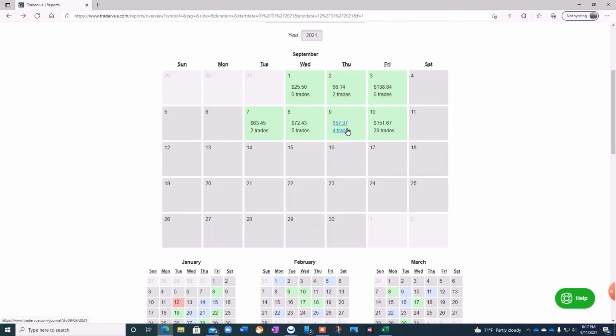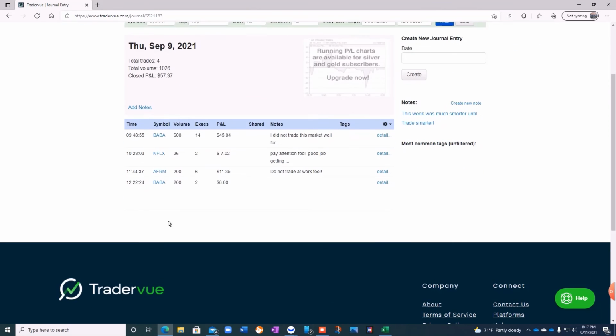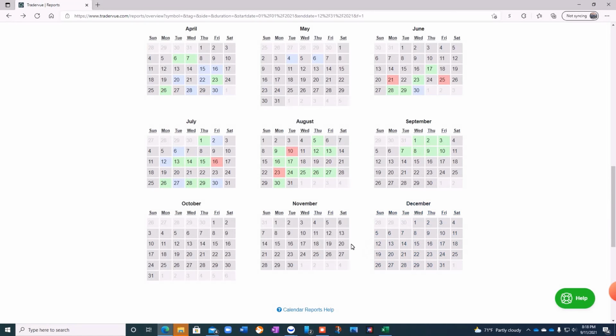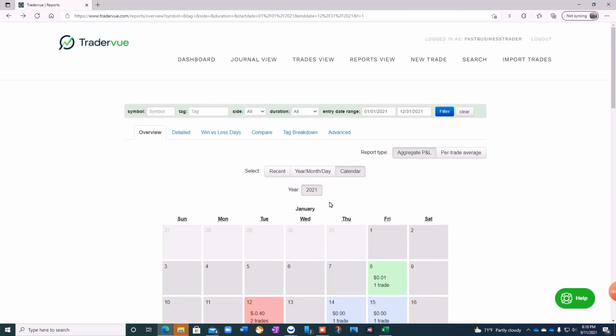Almost missed. Well, I missed my mark here, but I was not gonna overstay my welcome. Do not trade at work. Yep, you see this? I traded this at work, and it hurt me, man. It hurt me bad.